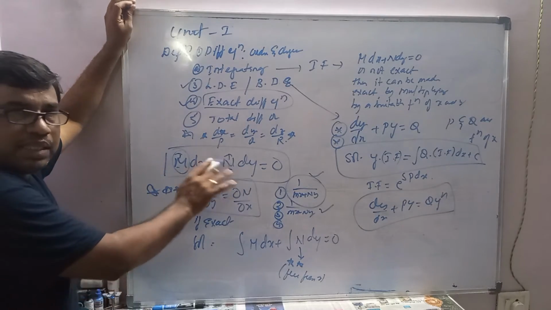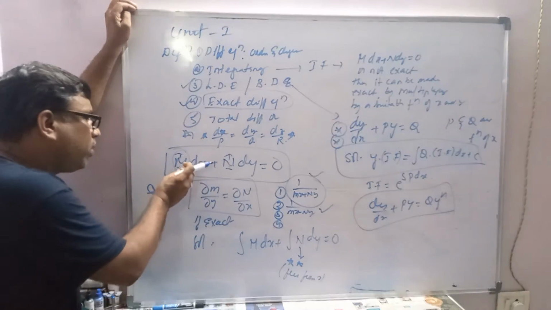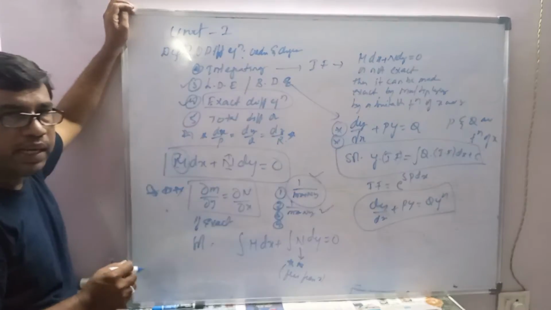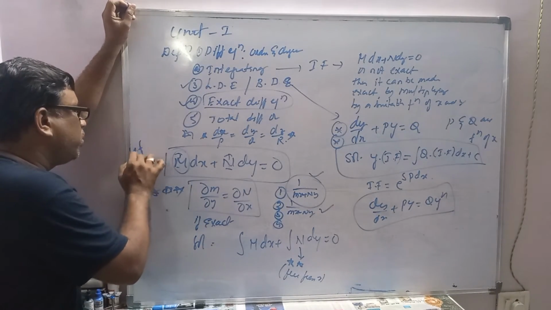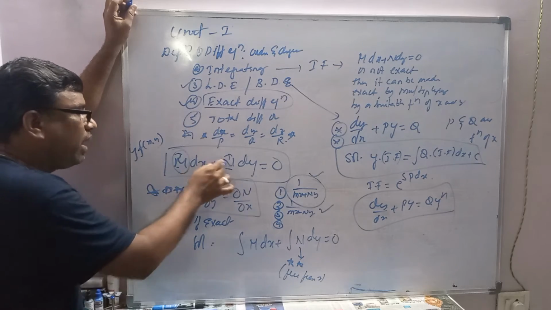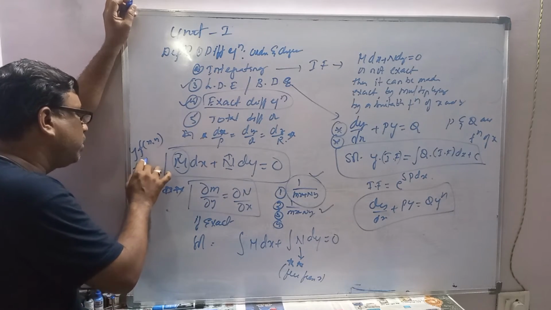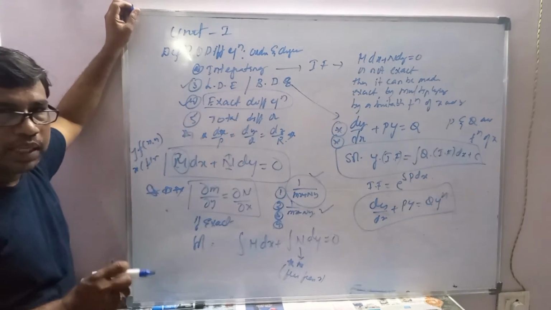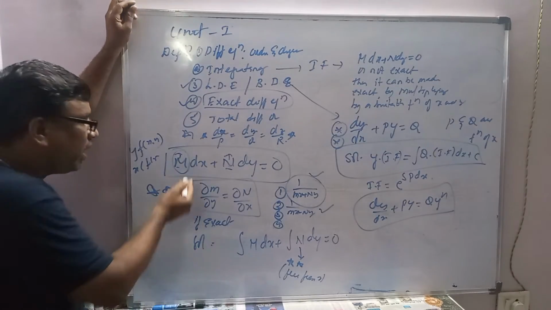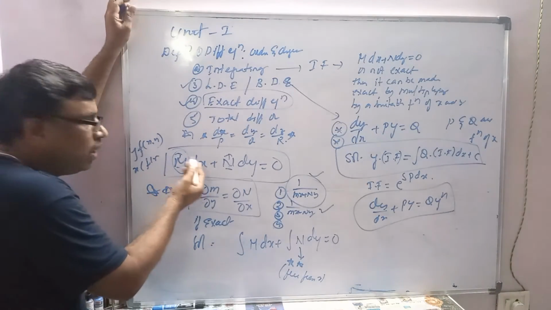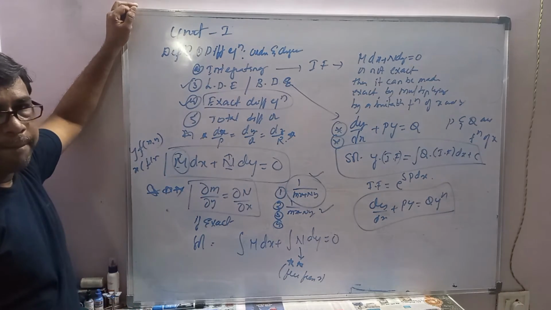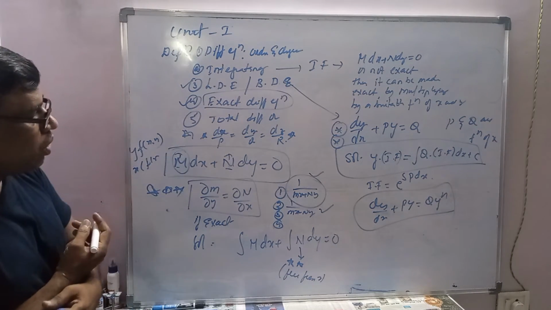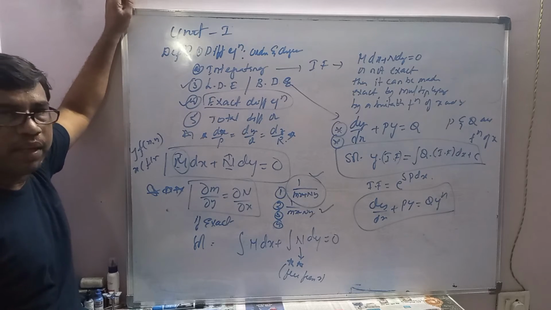We have to analyze the terms M and N. Within seconds, you can simply analyze M and N. If we can take y as a common element, that means M can be written as y into some function of x and y. N is nothing but x into some function of x and y. That means, is it possible to take y as a common element from M? Is it possible to take x as a common element from N? Right? Then you can go for the 1 by (Mx minus Ny) method.